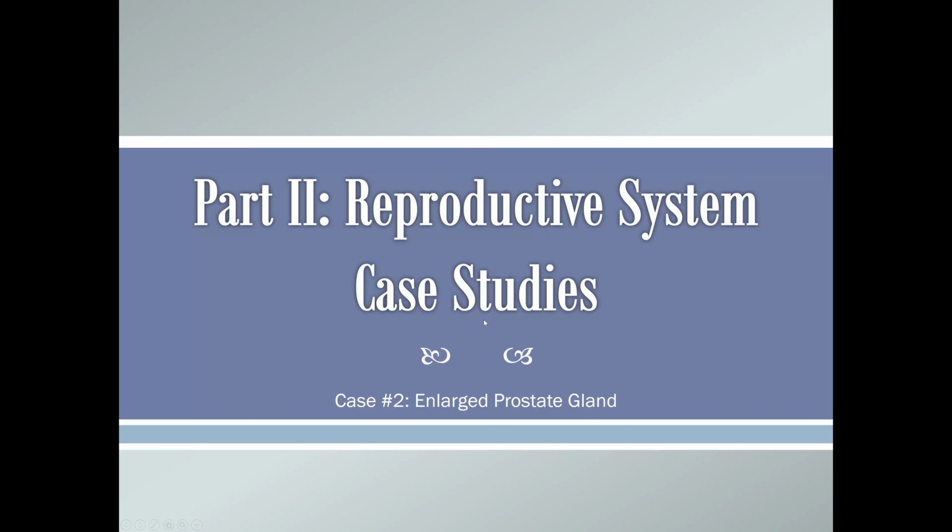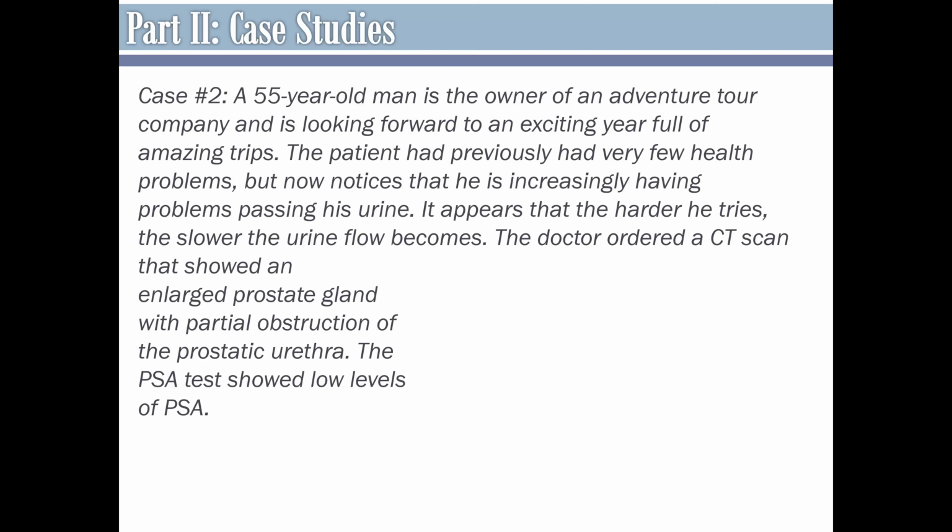So part 2, we're still moving on with the case studies. This is case number 2, an enlarged prostate gland. A 55-year-old man is the owner of an adventure tour company and is looking forward to an exciting year full of amazing trips. The patient had previously had very few health problems, but now notices that he is increasingly having problems passing his urine. It appears that the harder he tries, the slower the urine flow becomes. The doctor ordered a CT that showed an enlarged prostate gland with partial obstruction of the prostatic urethra. The PSA test showed low levels of PSA.